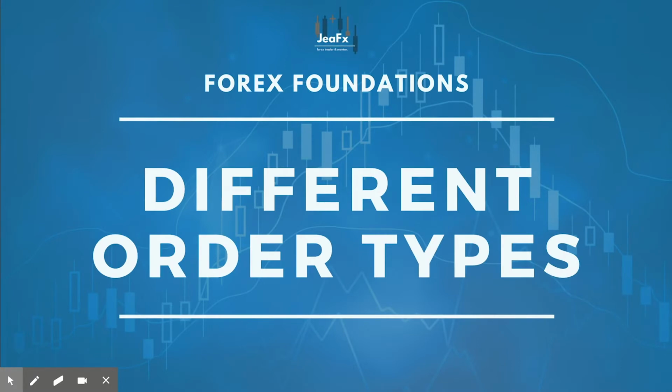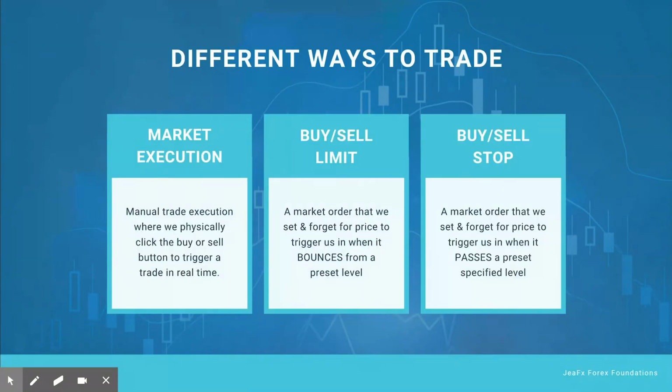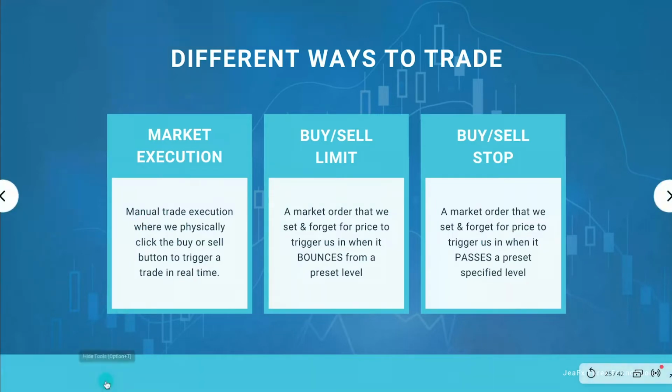So in this video, we're going to talk about different order types. Now, there are a few different ways that we can actually enter the market. The different ways we can actually trade are via market executions, buy and sell limits, and buy and sell stops. So a market execution is where we actually manually execute a trade. It's where we physically click a buy or sell button to trigger a trade on a currency pair in real time. So that is the way that I trade most of the time.